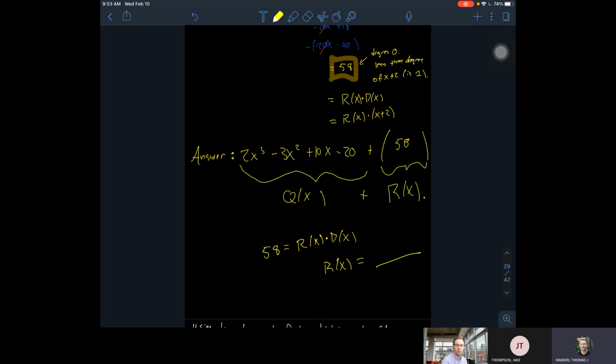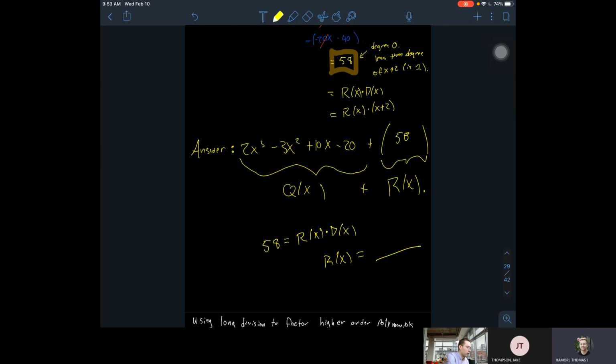You're very close. I want to write down r of x by itself. I know that 58 is equal to r of x times d of x, so how can I get r of x by itself?